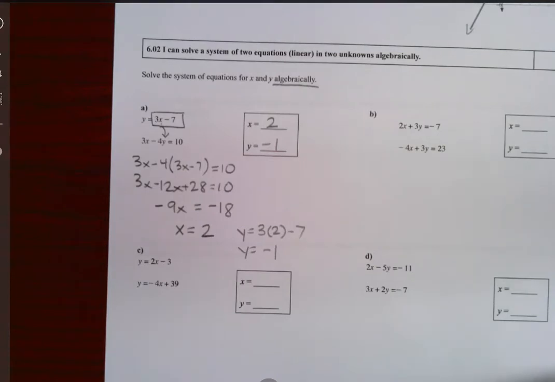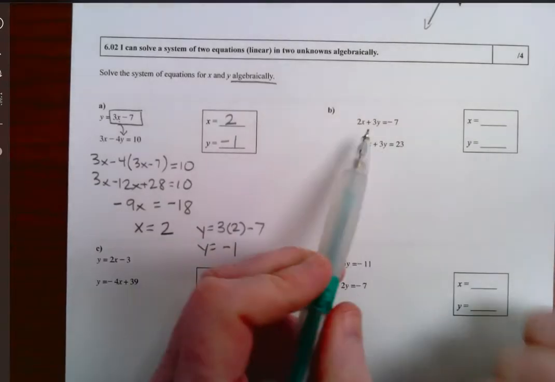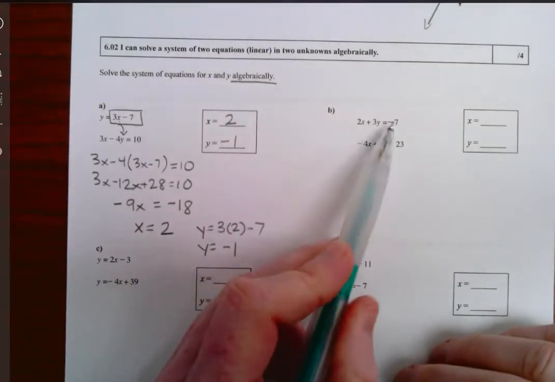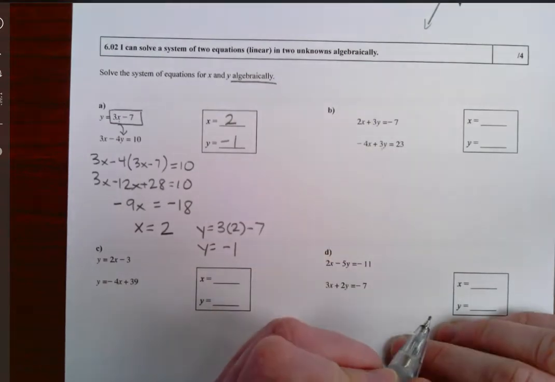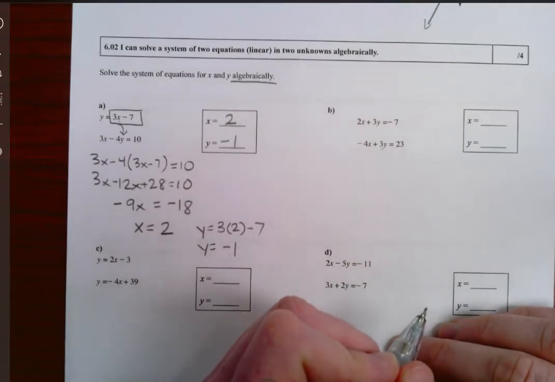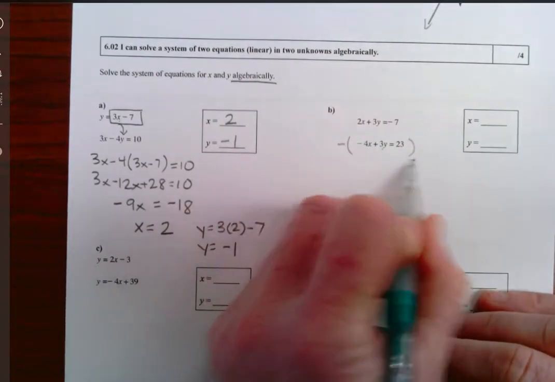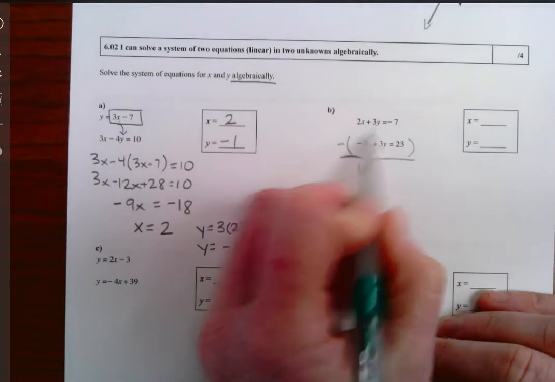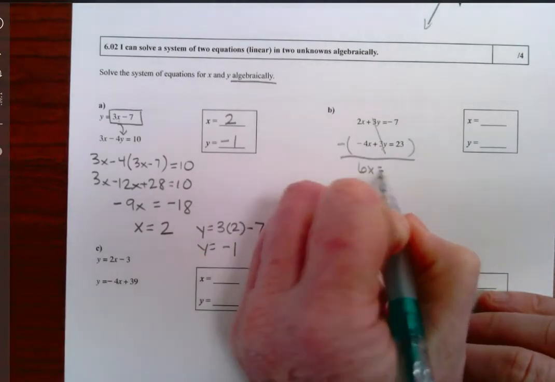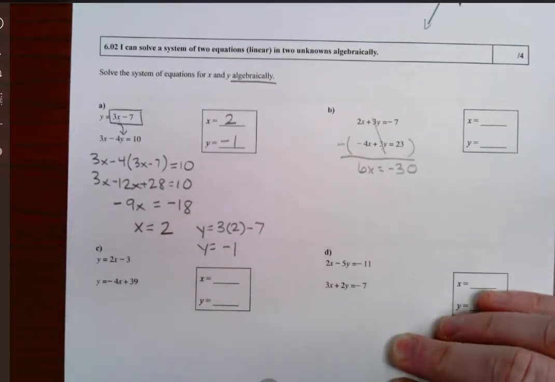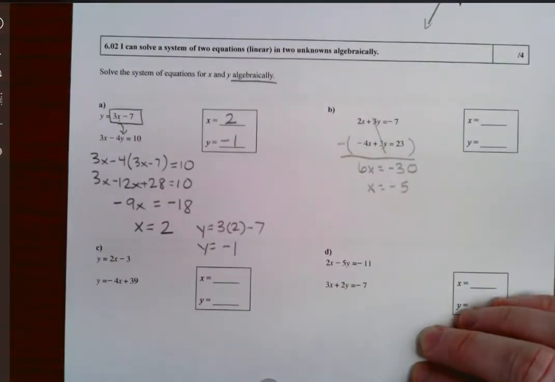Okay. All right, let's take a look at B. This one isn't set up for substitution, so it looks like I can use elimination here because these match. Remember, when the coefficients match, we can subtract to eliminate one of the variables. That's why we call it elimination. So if I subtract, 2 minus a negative 4 is 6. 3 minus 3, that goes away. Negative 7 minus 23 is negative 30. So my x is negative 5. Right, 6 times negative 5 is negative 30.